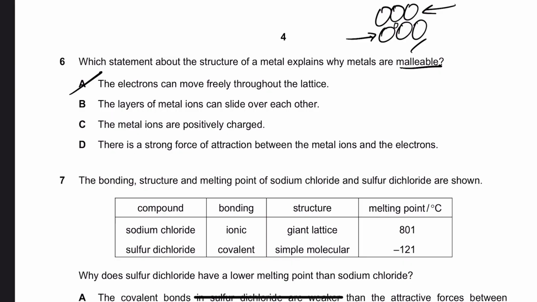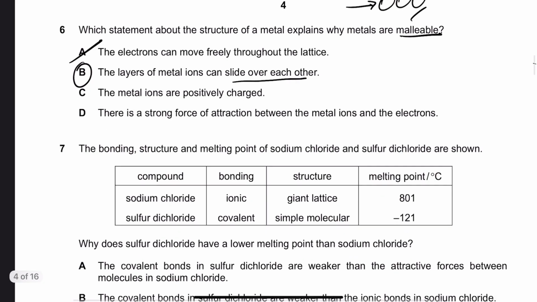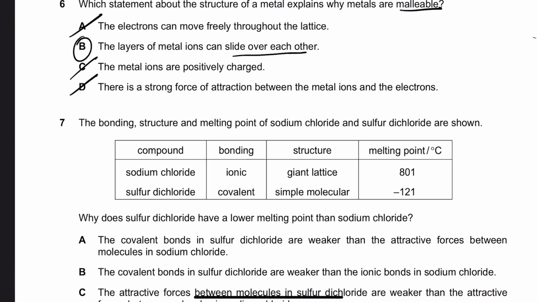So if I look at my options, the electrons can move freely through the lattice. That doesn't mean that it should be malleable. The electrons do move freely through the lattice, but that doesn't explain why metals are malleable. Malleability only depended on the metals having such a regular structure that the layers could slide over each other. So part B says the layers of metal ions can slide over each other, and that's the right answer. We can eliminate C and D.